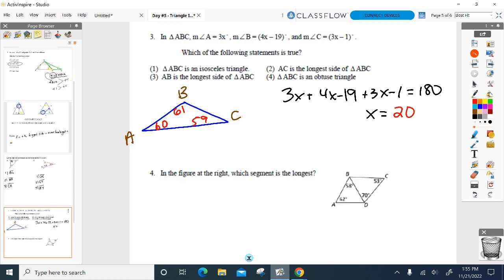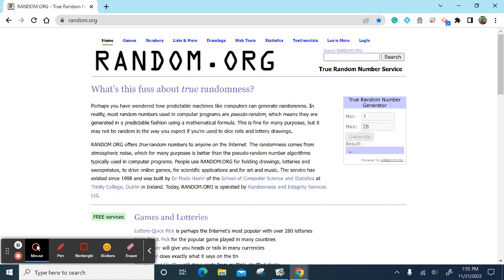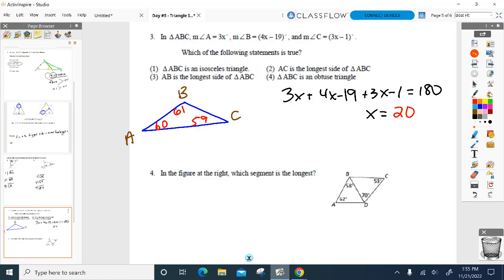Why is AC the longest side? Redemption. It's across from the biggest angle. Third thing gamers do, they don't let lightning strike twice. There we go. Questions?